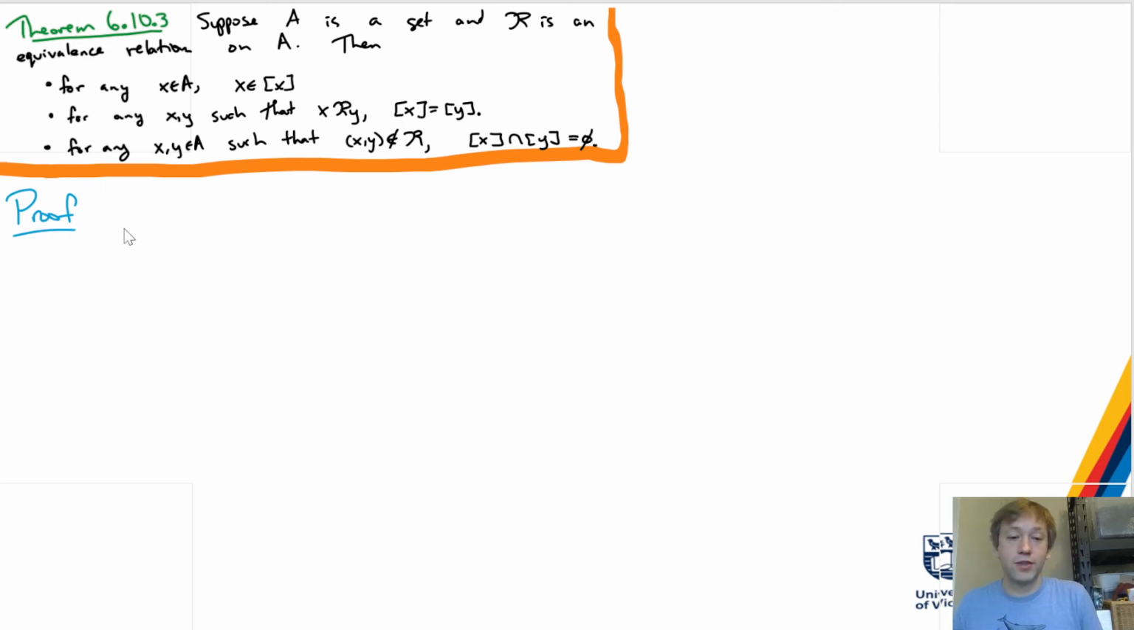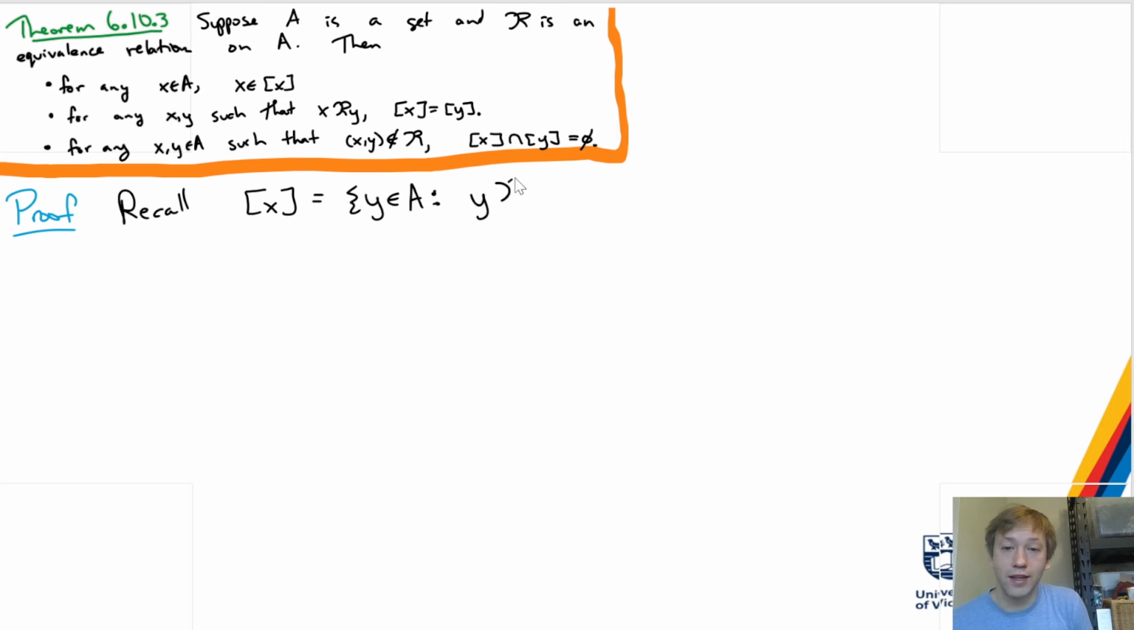Okay, so this all comes down to understanding the definition of the equivalence class and understanding what reflexivity means. So for the first bullet point, recall that the equivalence class of x is equal to the set of all y in A such that y is related to x under the relation R.